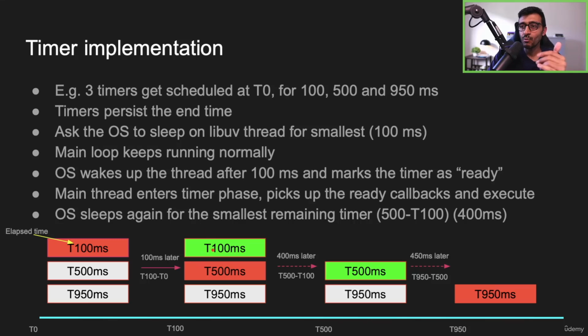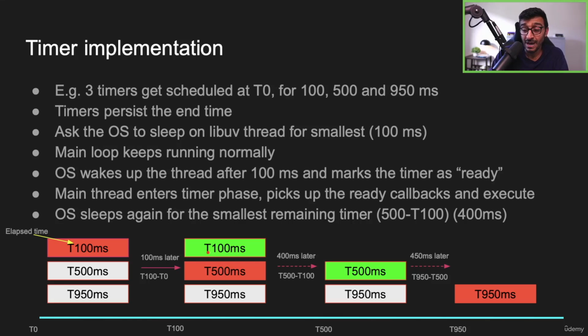So let's say we woke up at 105, right? We woke up at 105, and instead the OS got delayed by 5 milliseconds, and we woke up at T105, right? So you deduct 100 from the current time, and you'll see it's minus 5. So not only is this timer delayed by 5 milliseconds, it's ready.